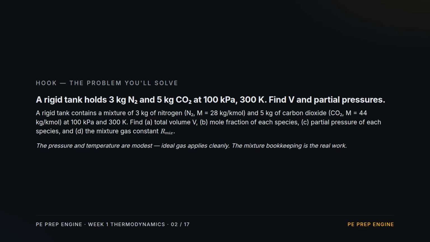Here's the problem. A rigid tank at 100 kilopascals and 300 Kelvin holds 3 kilograms of nitrogen and 5 kilograms of carbon dioxide, molar masses 28 and 44. Find the total volume, each species mole fraction and partial pressure, and the mixture gas constant. The mass-to-mole bookkeeping is where most students slip.